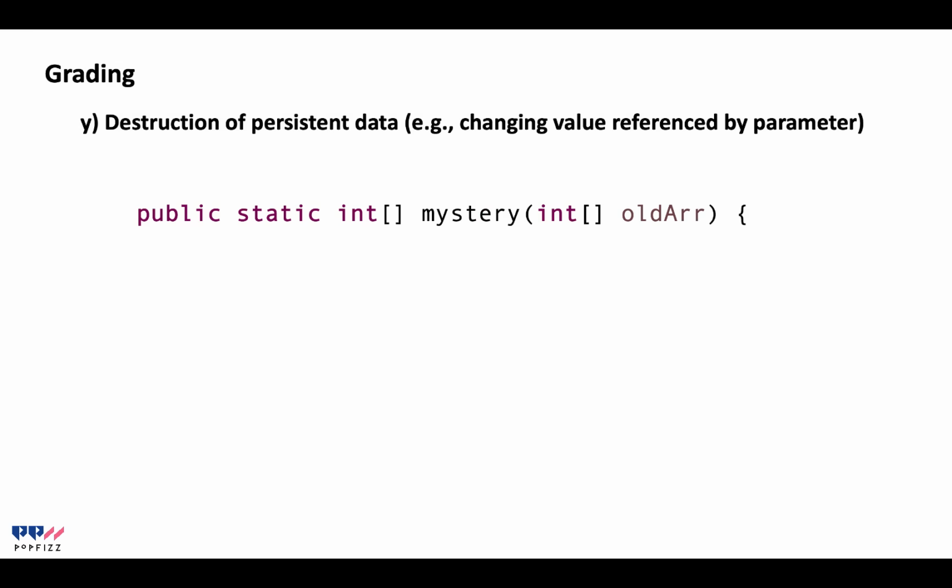Next, destruction of persistent data, such as changing a value referenced by a parameter. Let's see what that means by looking at this example. We have a method called mystery, and it takes a parameter, which is an integer array called oldR. Let's say that this mystery method takes oldR and is going to return an array with all the negative values from oldR. So we're not allowed to alter oldR in any way.